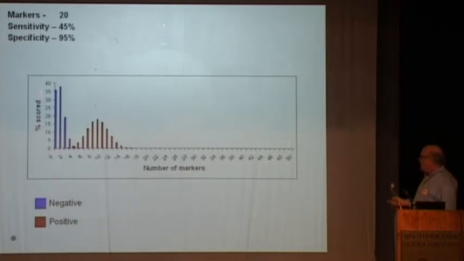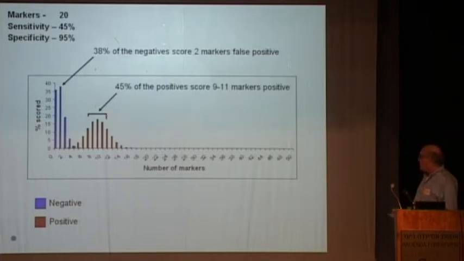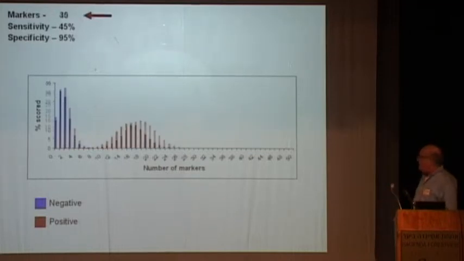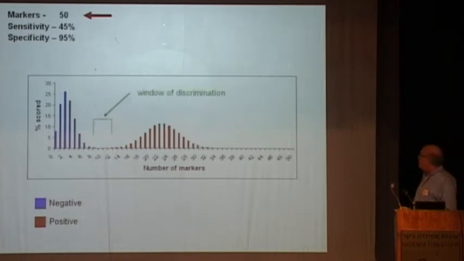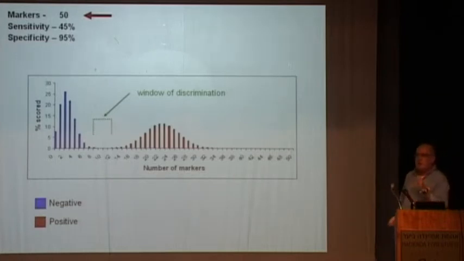So in essence, if we do the distribution of the negatives versus the distribution of the positives with these conditions, we can see that in this particular case, 38% of all negatives would score 2 markers. And on the other hand, 45% of the positives would score between 9 and 11 markers if we had a panel of 20. Now, if we change the number of the markers, as you can see, we can separate the two populations, and we create a window of discrimination, meaning that as we increase the number of markers, we get a resolution and a separation between negatives and positives, even though we're using mediocre markers.